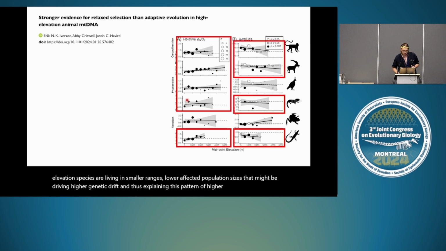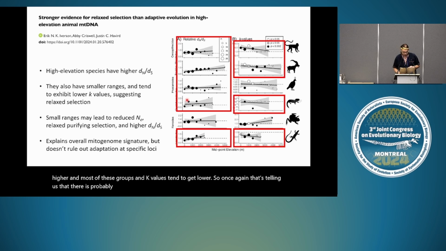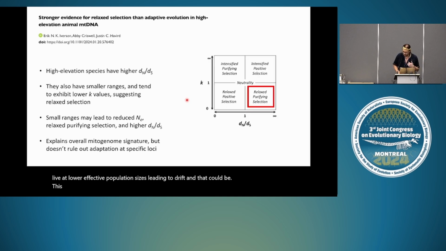We looked at this also in a phylogenetic framework, family by family, where we see that as you move across elevation from left to right, DN/DS values tend to get higher in most of these groups and K values tend to get lower. So once again, that's telling us that there is probably relaxed purifying selection going on. Again, the relationship I explained may be that high elevation species have smaller ranges. They tend to live at lower effective population sizes, leading to drift, and that could be explaining this widespread signal of higher DN/DS values. So we're there on that chart: high DN/DS, low K, being relaxed purifying selection.